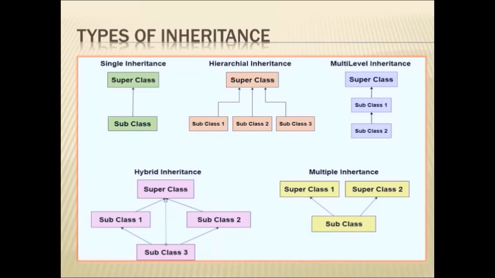Multiple inheritance means 2 or more superclasses and 1 subclass. And the combination of any 2 inheritances is known as hybrid inheritance. I will discuss this inheritance concept in the upcoming videos, so no problem for that.